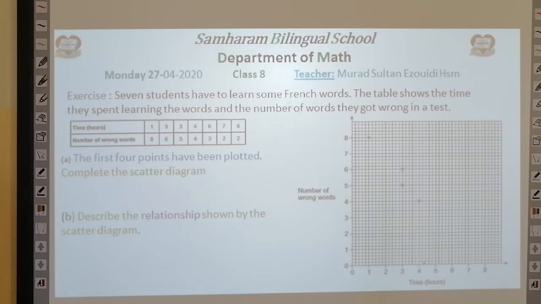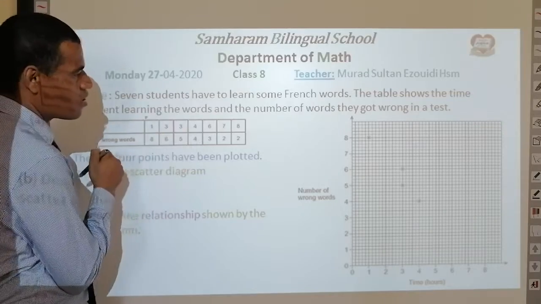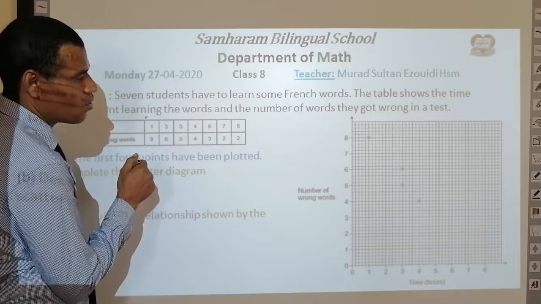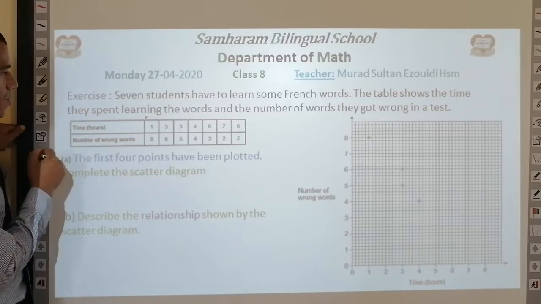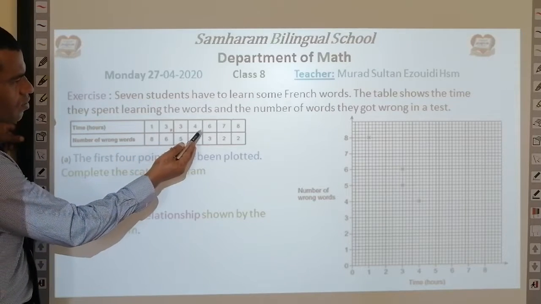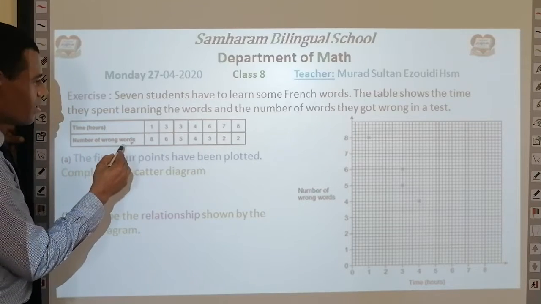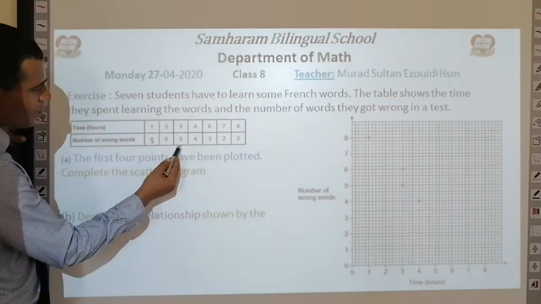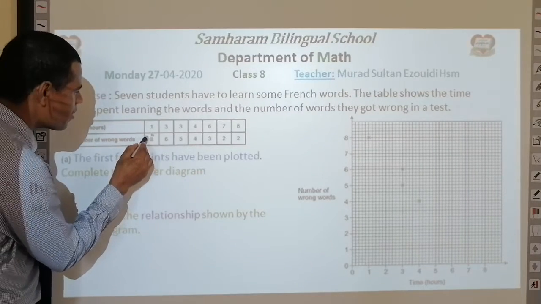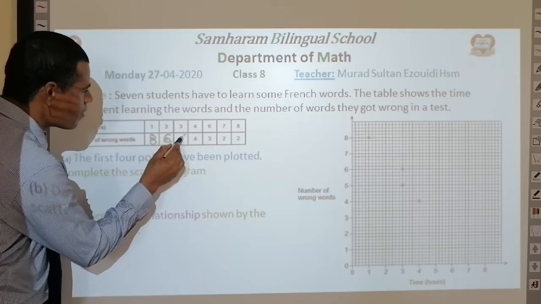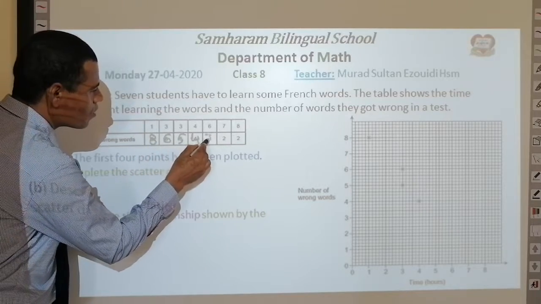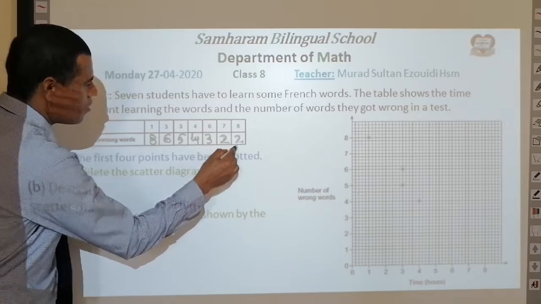Exercise. 7 students have to learn some French words. The table shows the time they spent learning the words and the number of words they got wrong in a test. This is time in hours: 1 hour, 3 hours, 3 hours, 4 hours, 6 hours, 7 hours, and 8 hours. Number of wrong words is 8, 6, 5, 4, 3, 2, and 2.